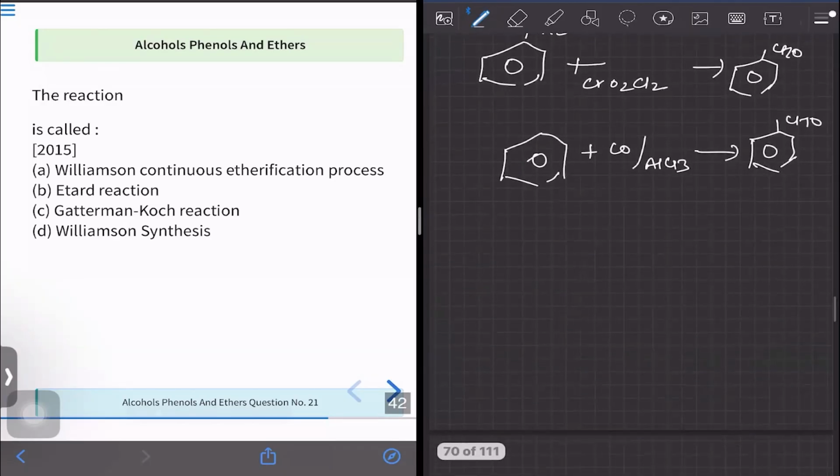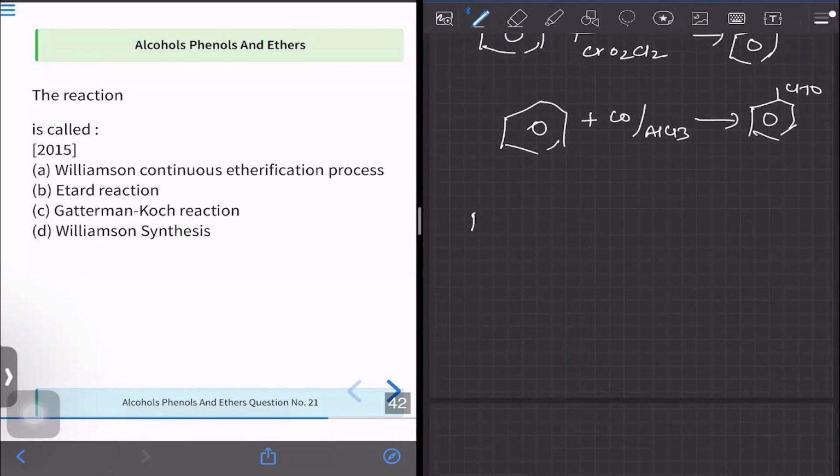We also saw what Williamson synthesis is. In Williamson synthesis, whenever alkyl halide reacts with RONa, that is O negative and sodium positive. In alkyl halide, there is X negative and R positive. So there will be production of ether. This is known as Williamson synthesis.